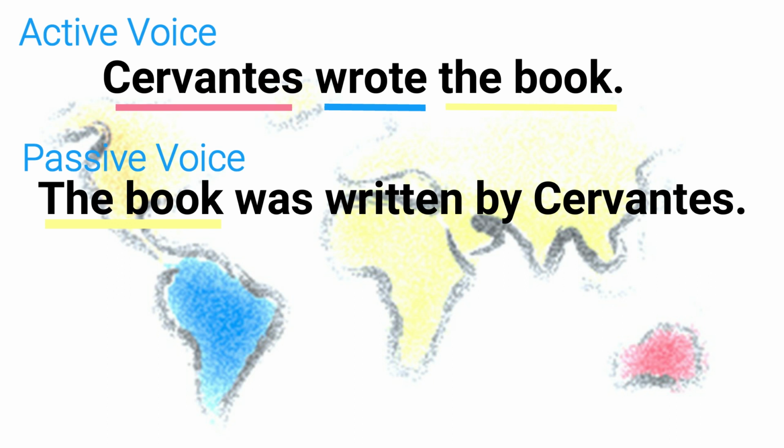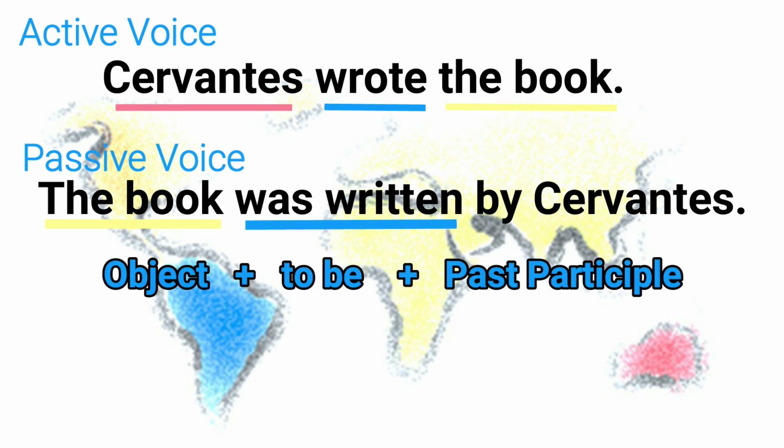So in order to create a sentence in the passive voice, I will start with the object. It will then be followed by a conjugation of the verb to be and a past participle. And finally, I can conclude the sentence with the by and the subject that did the action. That part, the by Cervantes part, is considered optional. Grammatically speaking, it is not necessary in this sentence. So again, our form is object plus a conjugation of the verb to be and then a past participle to create the passive voice.